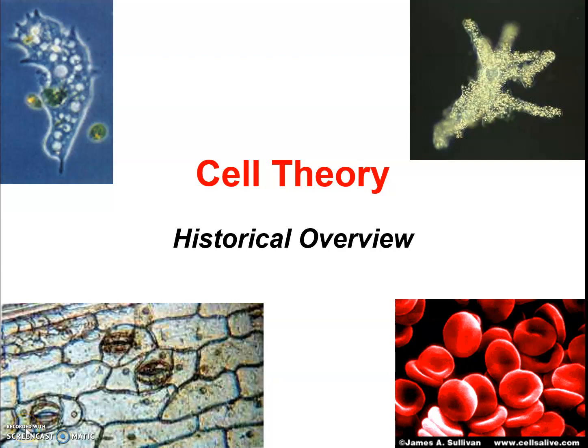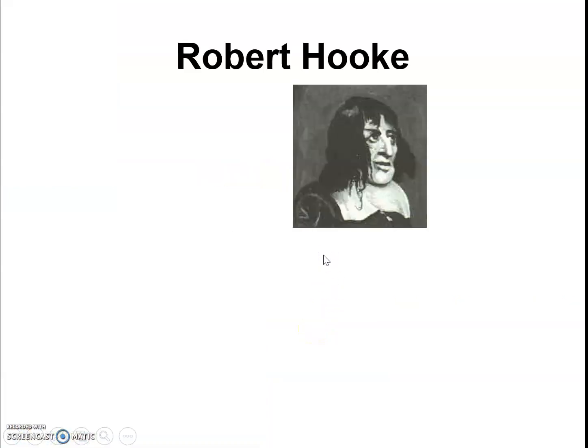In this lecture, what I'd like to look at is how the cell theory was developed, based upon a historical overview. We're going to look at the contributions of some specific scientists and how their evidence was finally put together into something called the cell theory. Our first person that we look at here is a gentleman by the name of Robert Hooke.